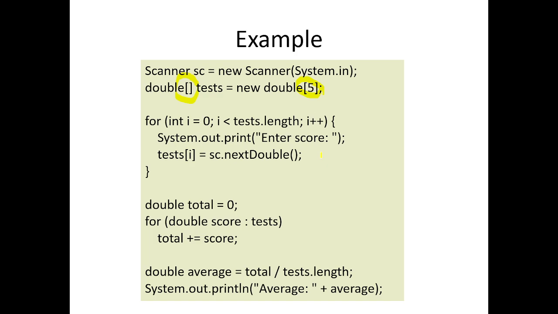Let's identify, is there any enhanced for loop here? Yeah, there's one. Where is it? The bottom one. For double score colon tests. That one, this is the enhanced for loop. So basically in this structure you did not see any square brackets, correct? But there is an enhanced for loop whereby we have this array names tests that will be computed to the score. Score is actually your temporary variable. Then this score will be computed in the array form, right?